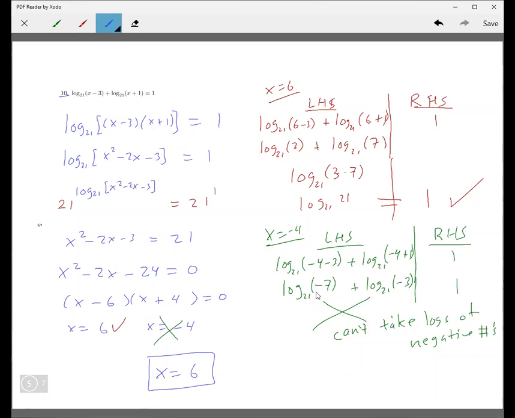Okay, now, so what happened? Why did this give us this answer? Well, if you pretend that we can do the combining, we can do this step right here and combine these together, then that's going to be log base 21 of negative 7 times negative 3. Negative 7 times negative 3 is positive 21. So you can take the logarithm of a positive 21. You just can't take the logarithm of these two. So this negative 4 does not work in the original equation.